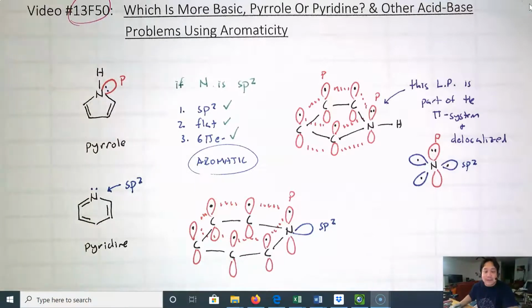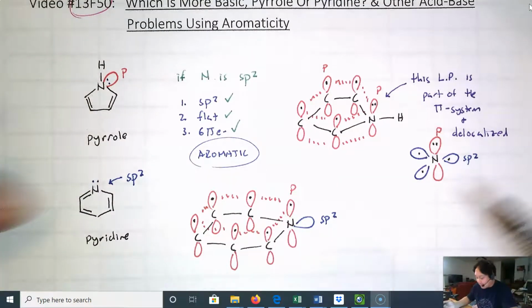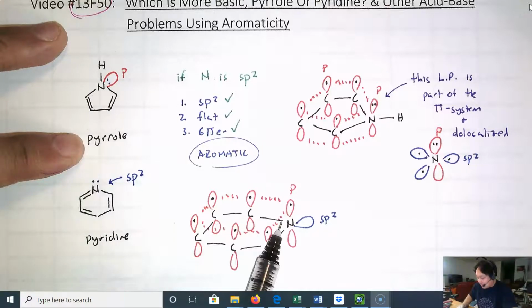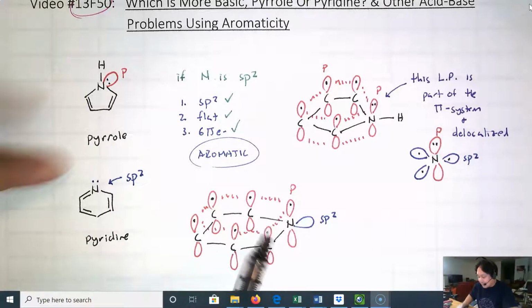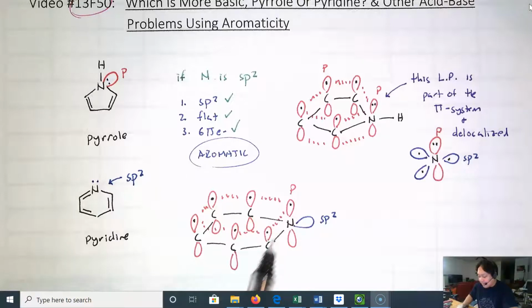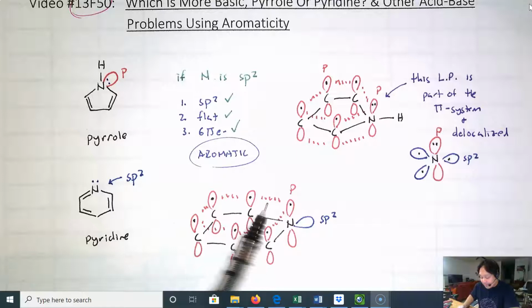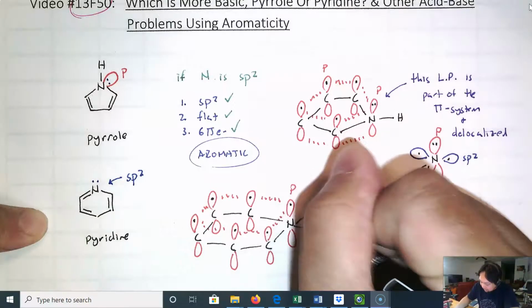Nitrogen has 5 valence electrons. Where are they? We have one here for the sigma bond. We have one here to make the sigma bond. We have one here to make the pi bond, and we're missing 2. Those 2 are over here.